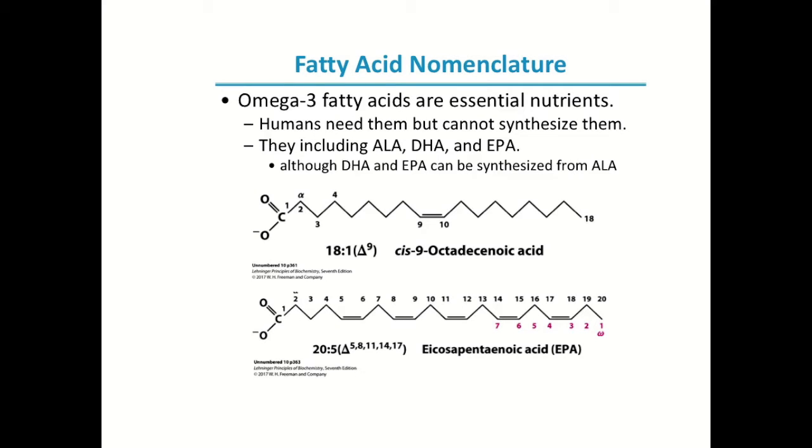I'm sure you've heard of omega-3 fatty acids because they're essential nutrients. They're very important for human health. Humans need them but cannot synthesize them. And omega-3 fatty acids are called that because they're using the omega numbering system, and the double bond starts at carbon 3 from the non-carboxyl end. So for example, this is an example of an omega-3 fatty acid. So notice with the omega numbering, we start from this end, not the carboxyl end, so that would be 1, 2, 3, and we've got a double bond at 3.